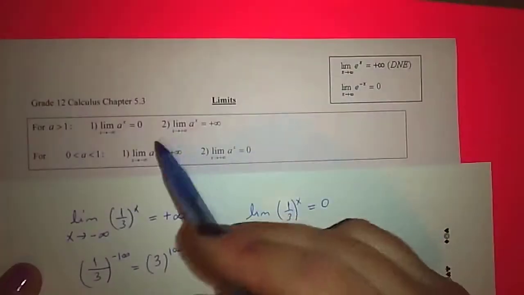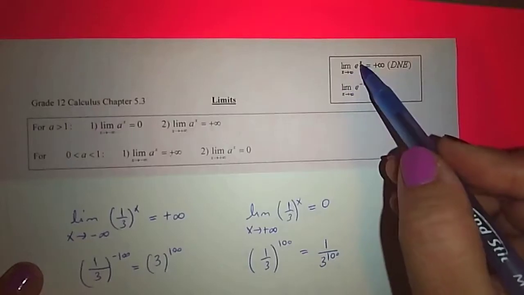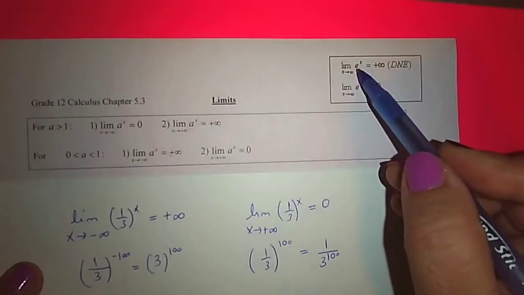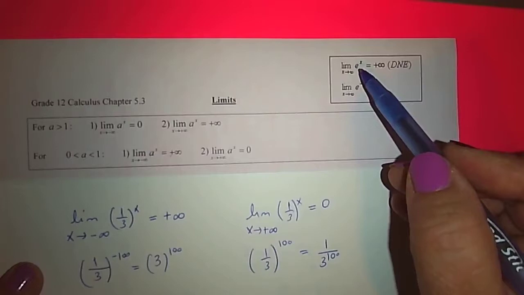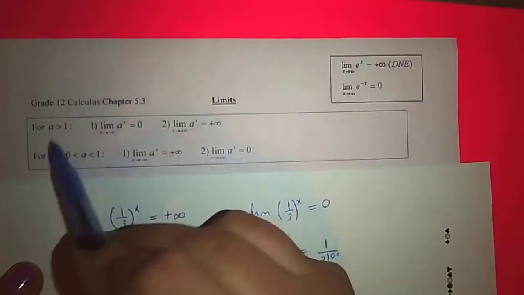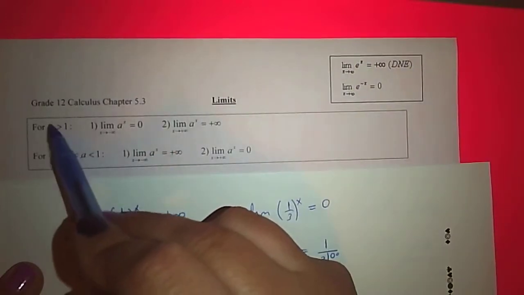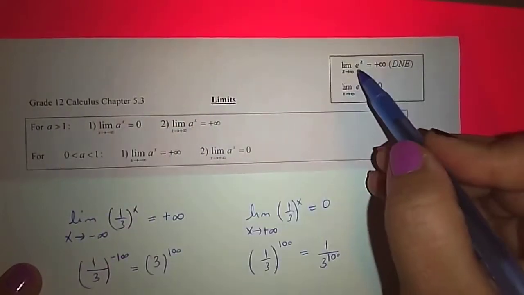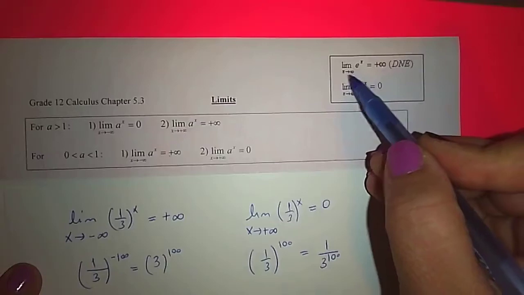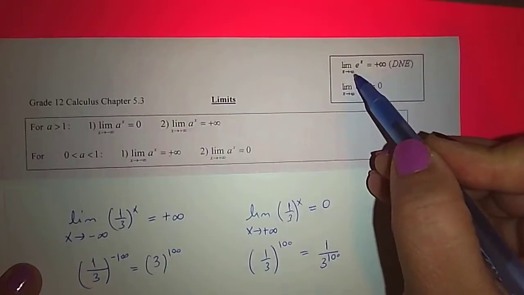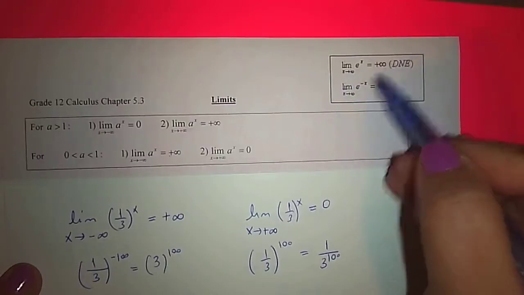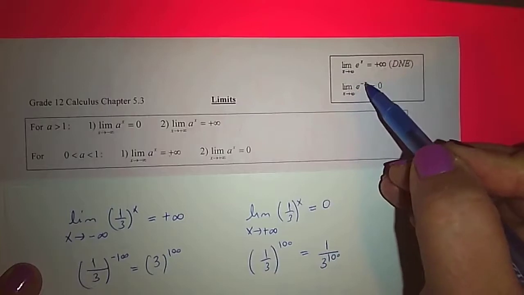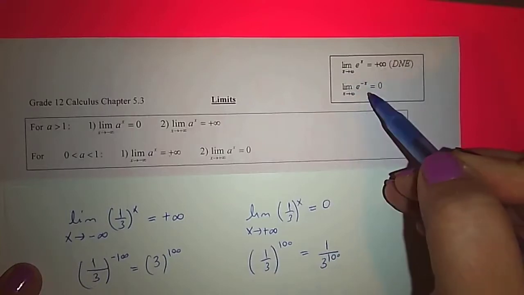So we could also apply this to e to the power of x. Again, let's remember e is approximately 2.72. The base is greater than 1, so it's going to act like this here. So limit of e to the power of x as x approaches positive infinity will give you positive infinity. Limit of e to the power of negative x as x approaches positive infinity is 0.